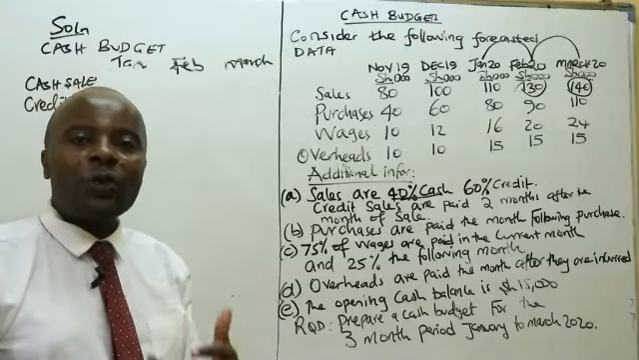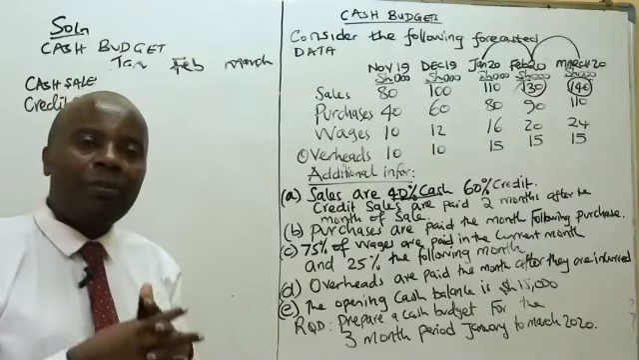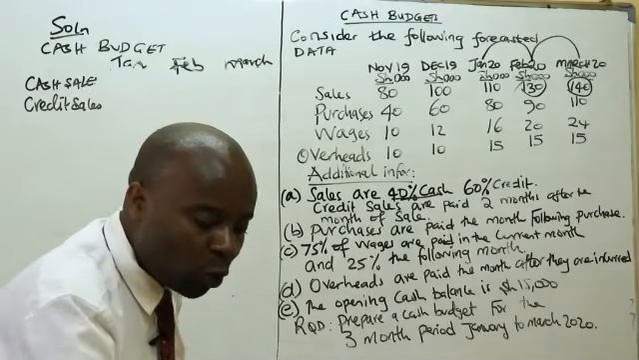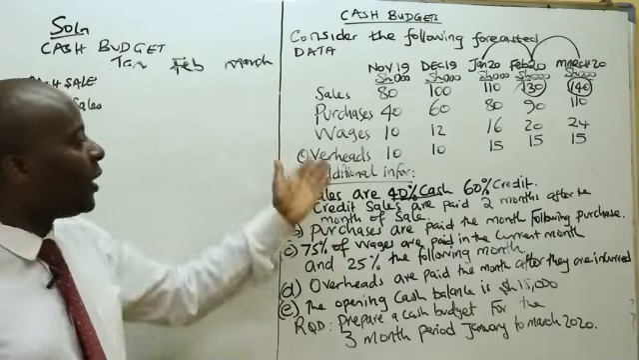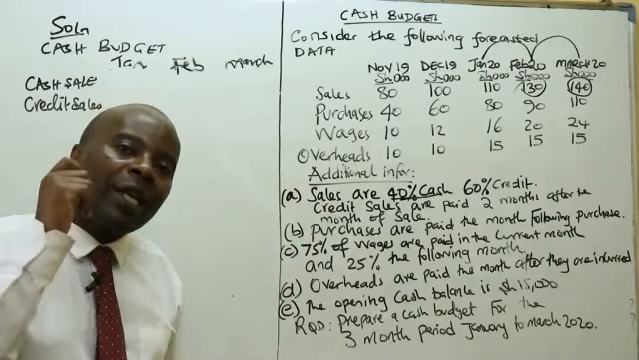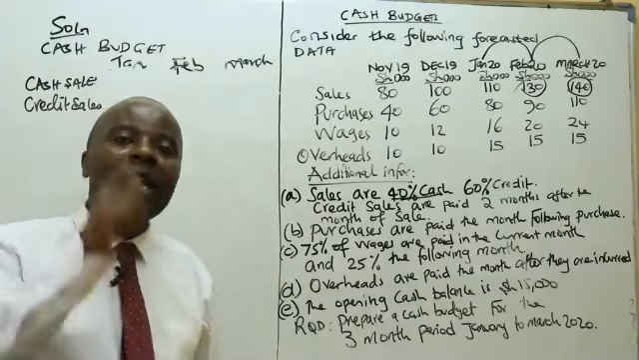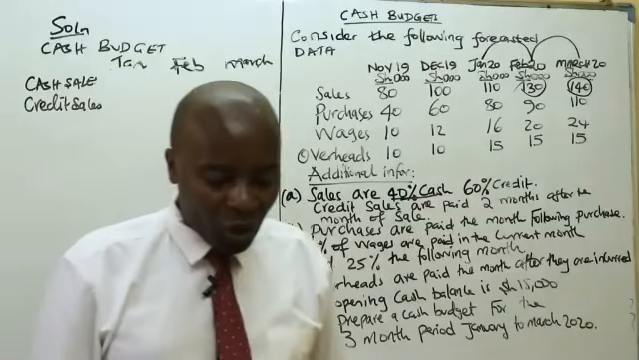So then we start our analysis. Our analysis will start, ladies and gentlemen, from the point where we capture our incomes. Incomes, what do we have? Of course, sales is our major income. Remember that whenever we sell goods, we don't have to receive all the money at once. There is what we call credit.